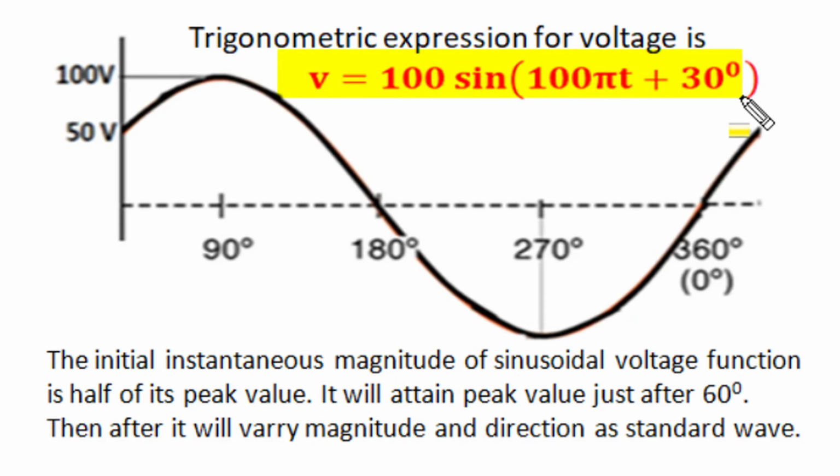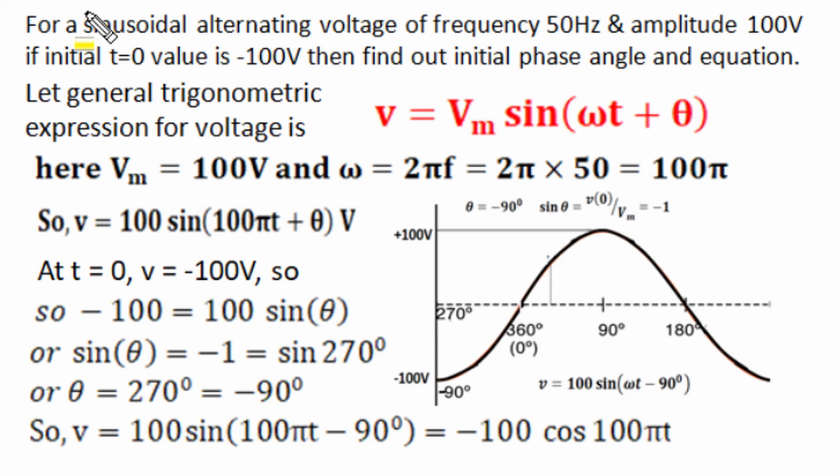The initial instantaneous value of this voltage signal is 50% of its peak value, and it will attain its first positive peak just after 60 degree angular span, and then after that it will vary its magnitude just like a standard sinusoidal wave. Again, we are given a sinusoidal alternating voltage of frequency 50 Hz and amplitude 100 volt, but its initial instantaneous magnitude is the negative peak, minus 100 volt. We have to find out its initial phase angle argument and general trigonometric equation.